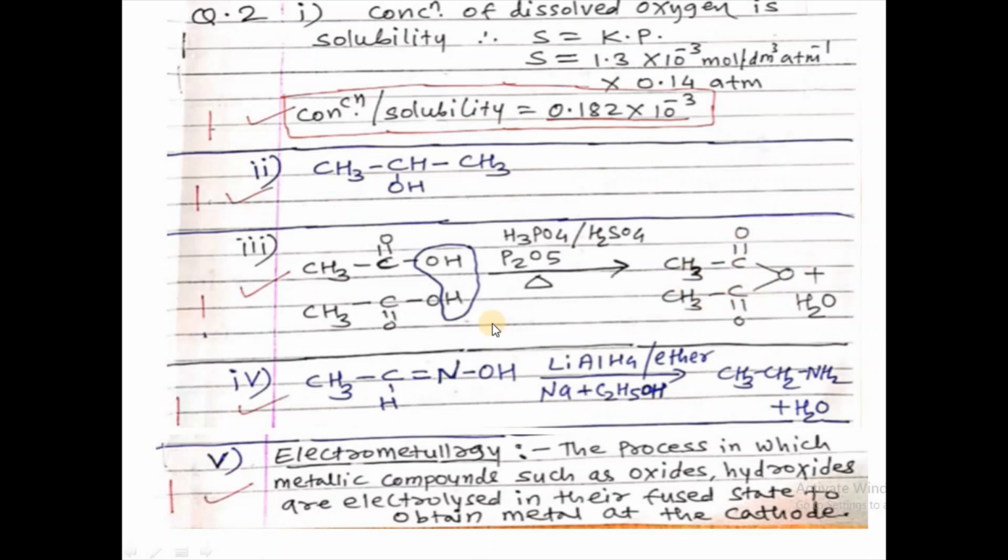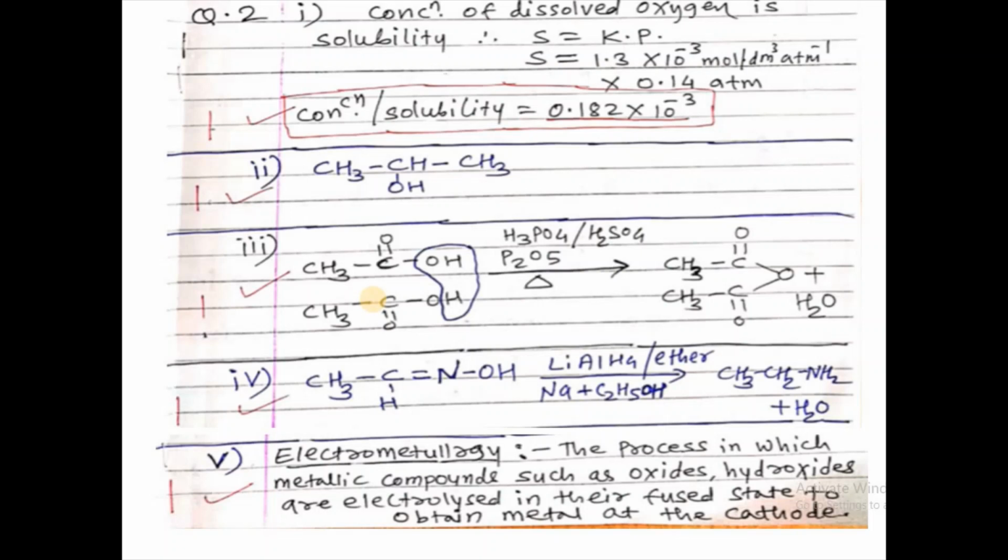And this reaction balanced the chemical equation, you will get 1 mark. And the fourth question is, write the chemical reaction involved in the formation of ethylamine using acetaldehyde. Again you have to write the reaction, and it requires only one line, CH3CH=NOH.